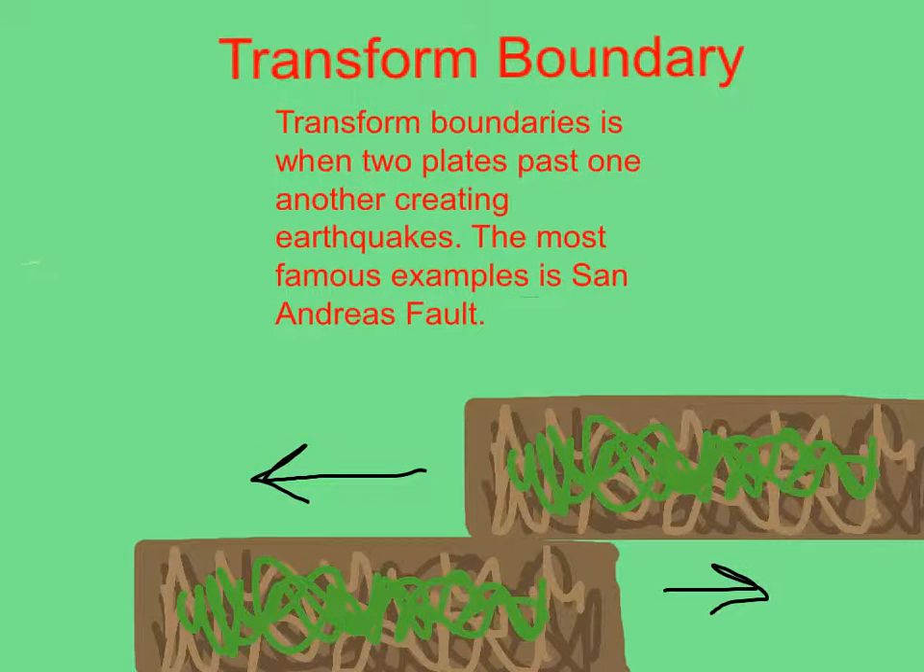Transform boundaries. Transform boundaries is when two plates pass one another, creating earthquakes. The most famous example is the San Andreas Fault.